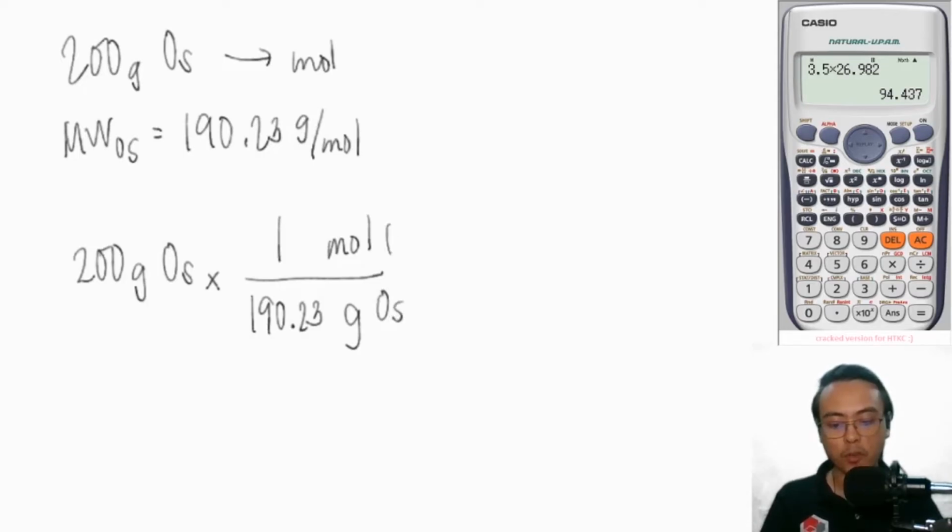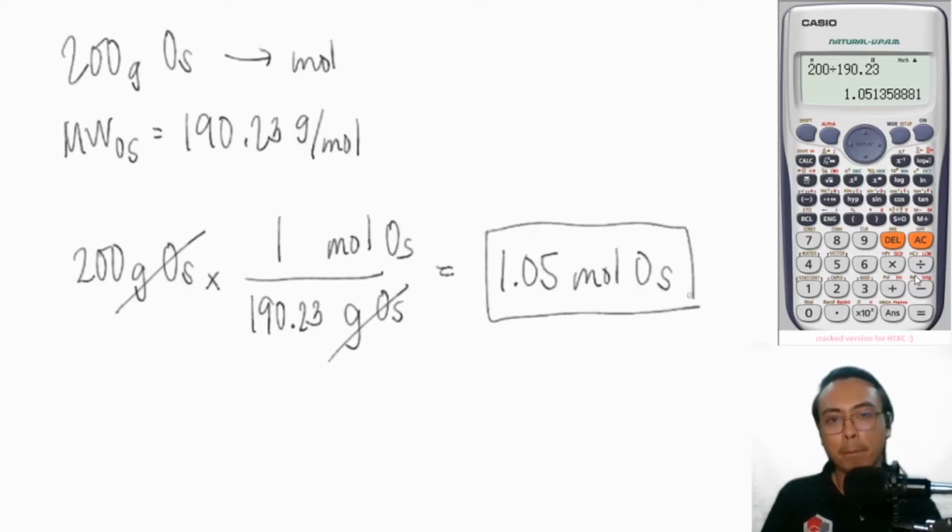So grams of osmium cancels. We are left with the unit moles of osmium. We can now compute for the number of moles of osmium. That is 200 divided by 190.23. And assuming that the two zeros in 200 are significant, we retain three significant figures. That is 1.05 moles of osmium. Next problem.